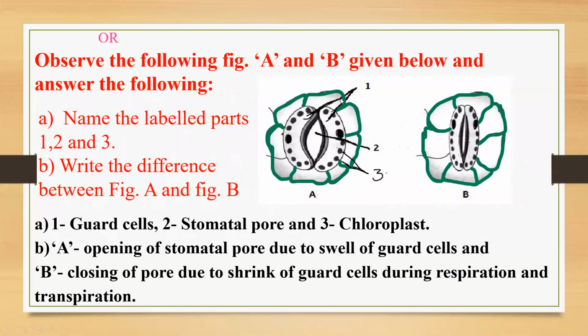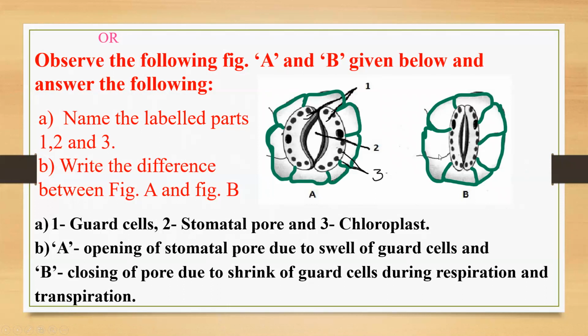Yes, first we'll see the labeling. What is the one? These two are the guard cells, right? Two, this is the pore, the stomatal pore. And these three small dots, no? These small dots are the chloroplasts. Because leaves are green in color, they have chlorophyll pigments. Those are nothing but the chloroplasts. Okay. Part 1 is the guard cell, 2 is the stomatal pore, 3 is the chloroplast.